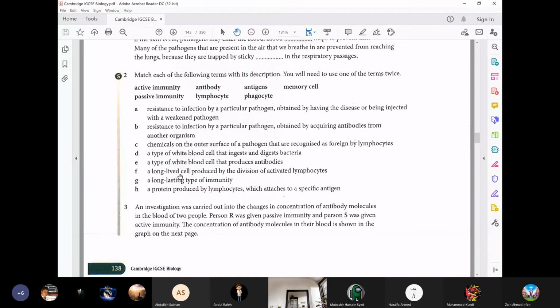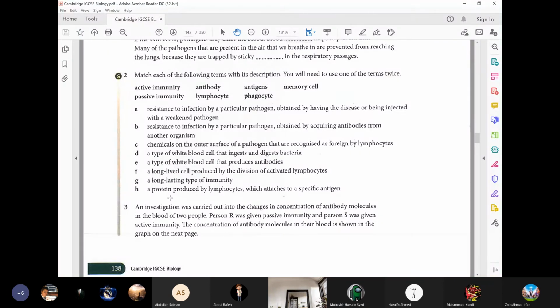Next one. A long-lived cell produced by the division of activated lymphocytes. Memory cell. Very good. Memory cells give a long-lasting type of immunity, so active immunity. Very good. Active immunity.